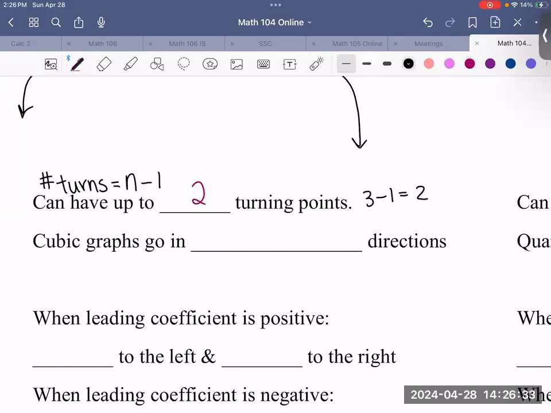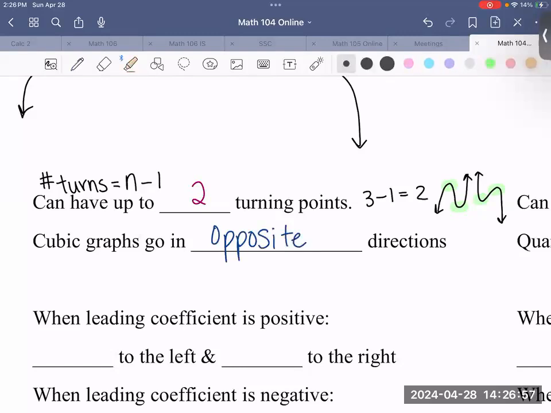If we were to graph something like that, it could look like this graph, or it could look like this graph. So lots of turns. We have 1, 2 turns for both of those graphs. Now, cubic graphs go in opposite directions. We talked about this in that same section, where we said the arms of your cubic graph go in opposite directions. They do not make that U shape like the other ones do.